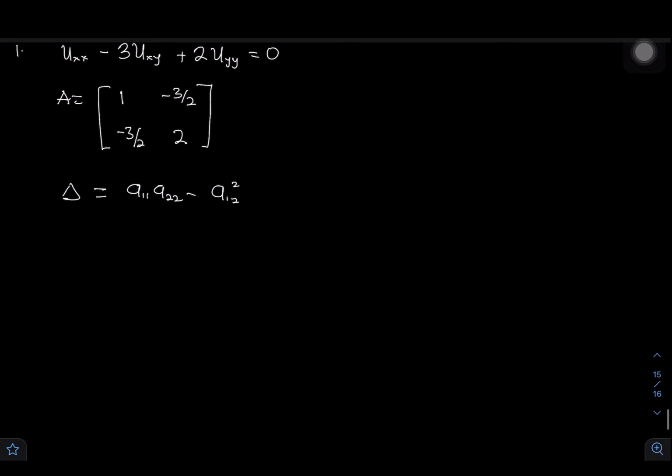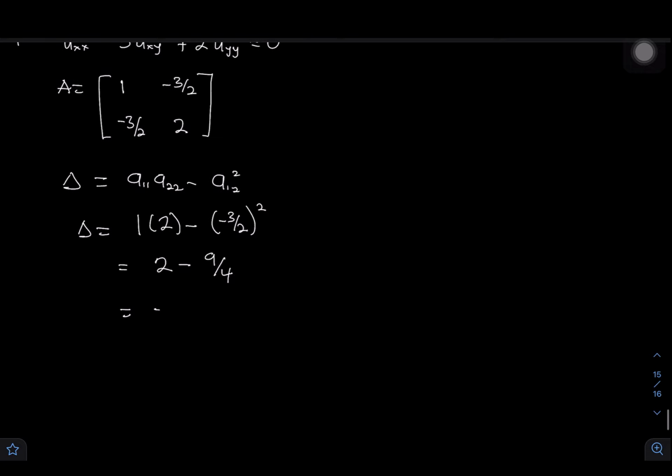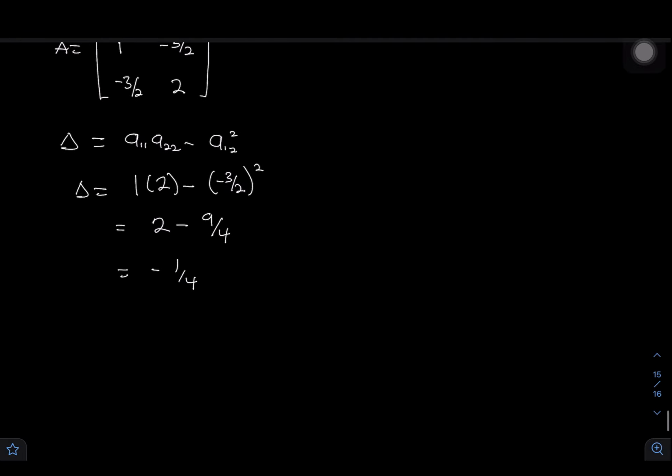We already know what A11 is, so my delta is going to be A11 is 1, A22 is 2, minus negative 3 over 2, all squared. And that's going to be 2 minus 9 over 4, and that is going to give us negative 1 over 4. And this is less than 0. When you have the product less than 0, it means that you have a hyperbolic PDE.